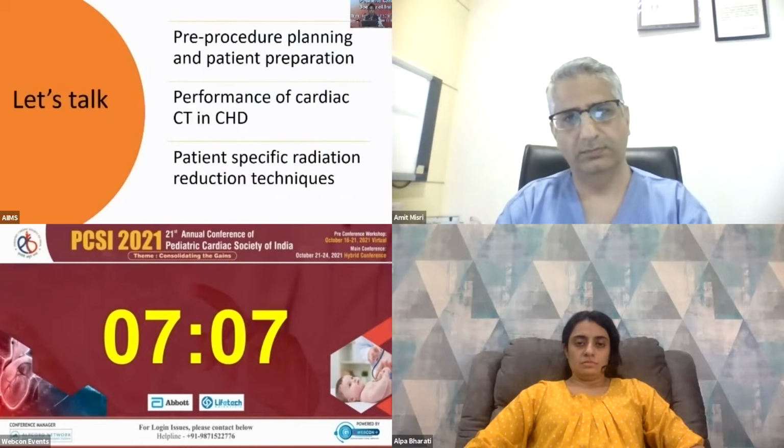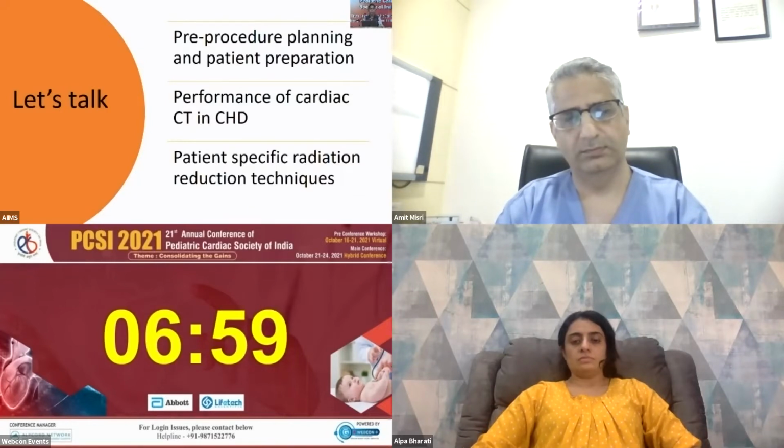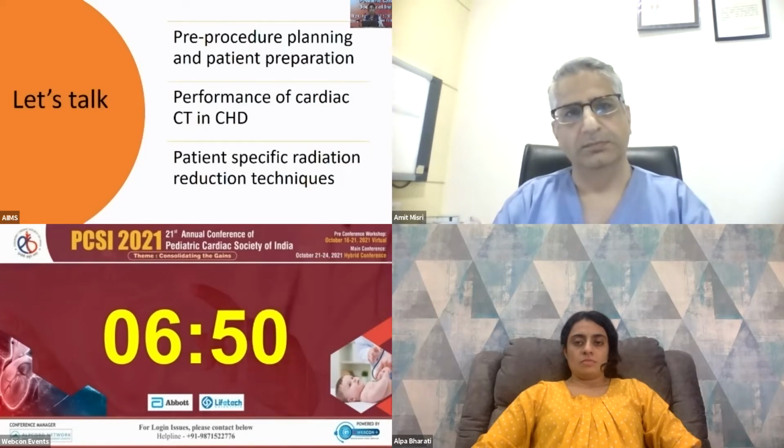So we'll be talking about pre-procedure planning and patient preparation for these pediatric patients, performance of cardiac CT, how to do it, and then what are the techniques by which we can reduce the radiation, which is all the more an issue in these patients because these patients are going to undergo multiple studies in their lifetime.